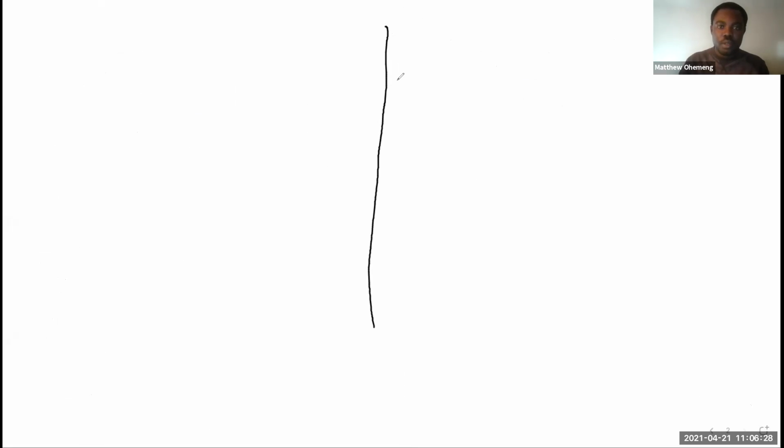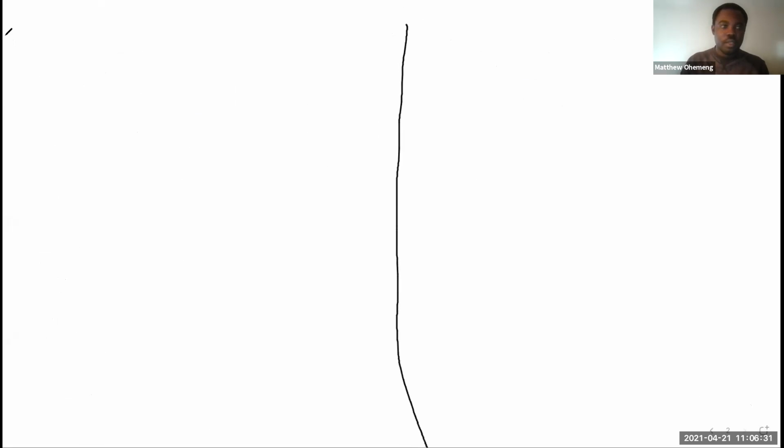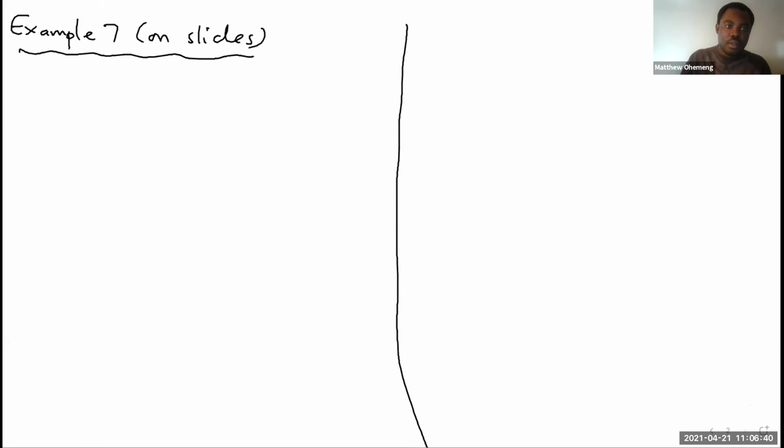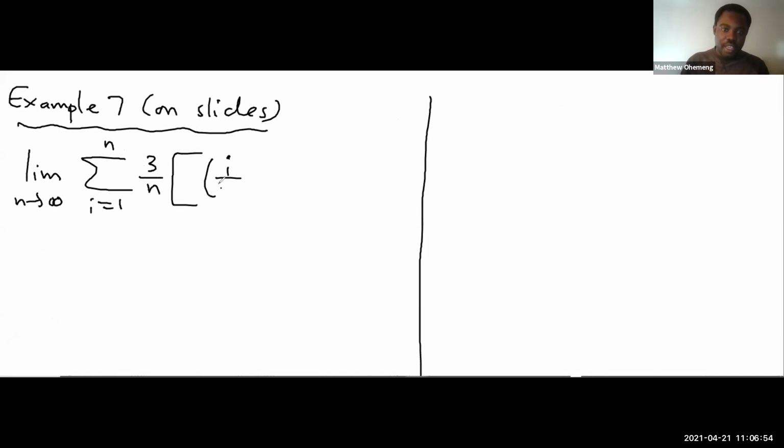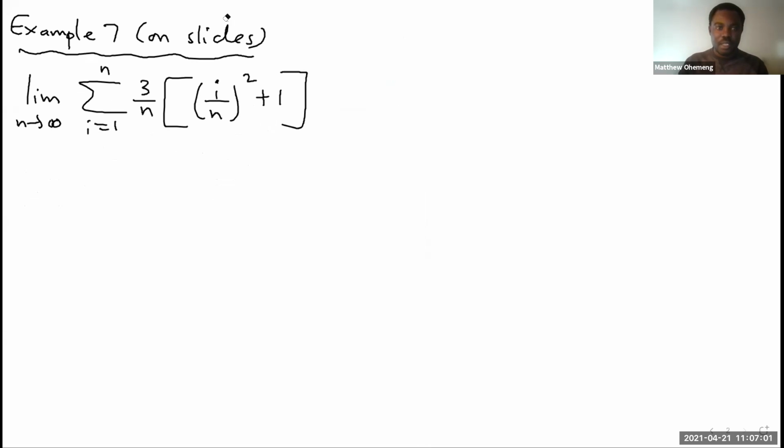Let me go somewhere here. So this example 7 on the slides for Appendix E. For this one, it's a limit of a sum. So I have the limit as n approaches infinity of sigma i from 1 to n of 3 over n, and then (i over n) all squared plus 1, right? So perhaps for this one, I'll need the entire space. Okay, let me just take this off anyways.